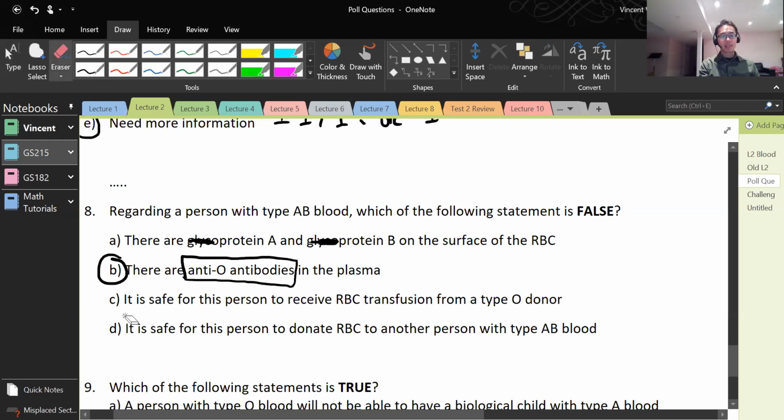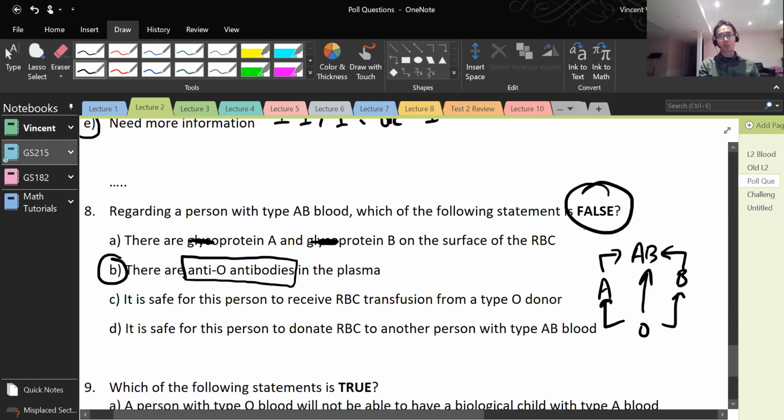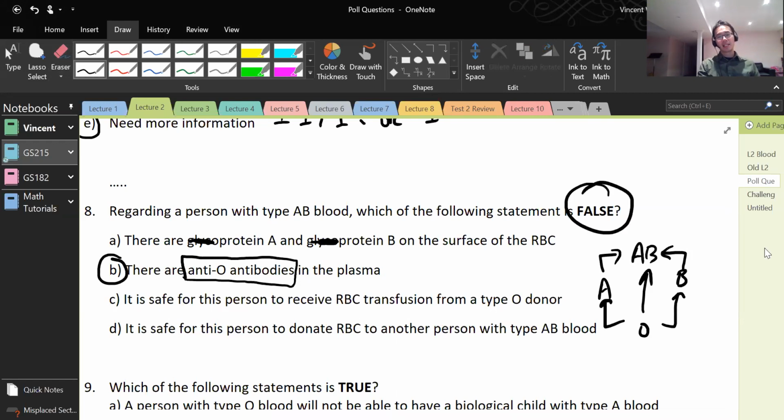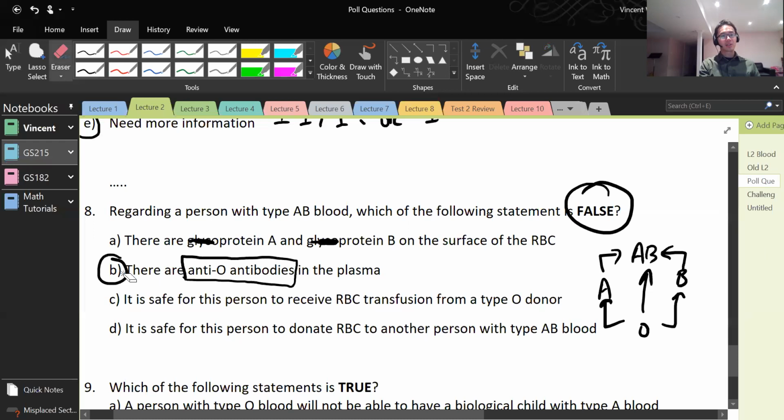Let's see why C is not the answer. It is safe for this person to receive an RBC transfusion from a type O donor. Right? If you are AB, you can receive from O. You can also receive from B, and you can also receive from A. So there is nothing wrong with this statement. We're looking for the false one. We're looking for the one that is incorrect. Okay, and so B is the incorrect statement.